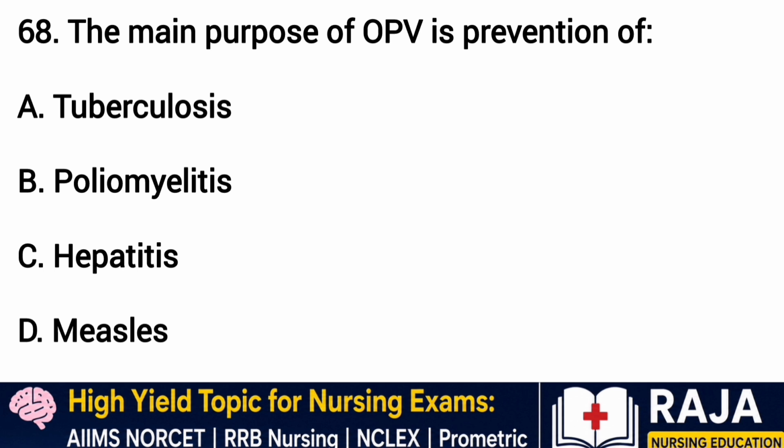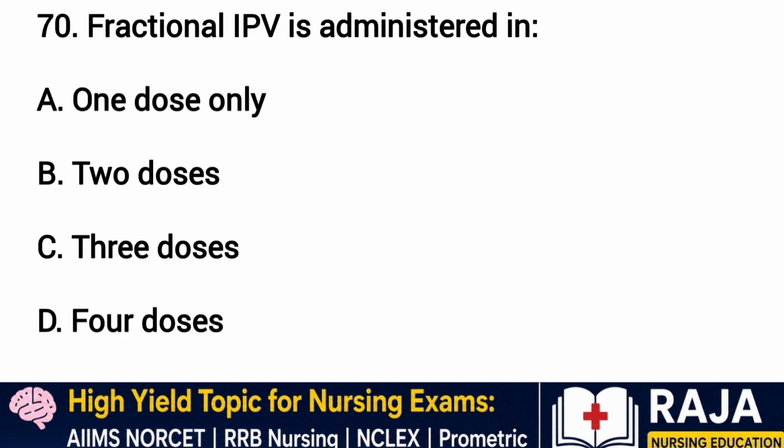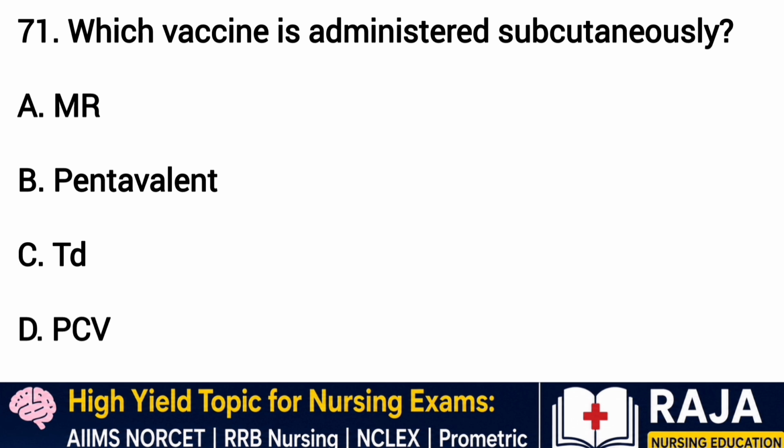The main purpose of OPV is prevention of? The answer is B. Poliomyelitis. Which vaccine is included in the UIP only for JE endemic districts? The answer is B. JE. Fractional IPV is administered in? The answer is B. 2 doses. Which vaccine is administered subcutaneously? The answer is A. MR vaccine.